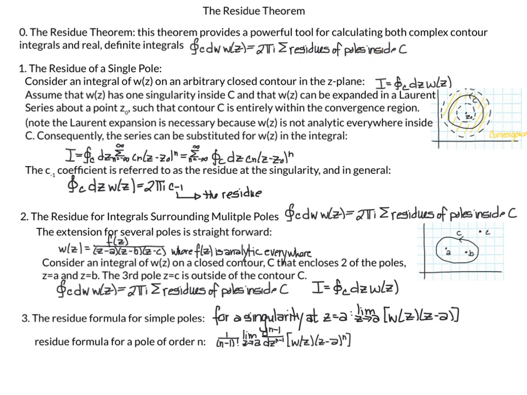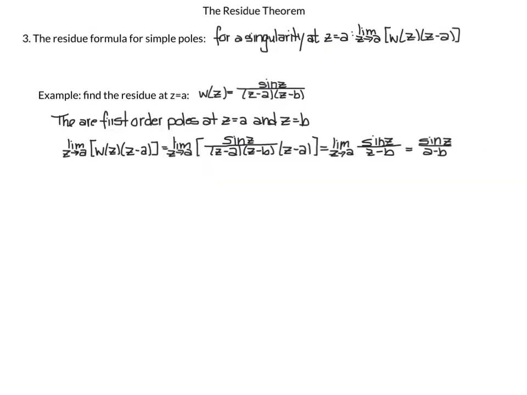There are certain functions where you can use the simplifying formula for getting the c to the minus 1 coefficient, and so it saves you the trouble of having to calculate the Laurent series expansion. So we'll look at the simplifying residue formula for simple poles and the simplifying residue formula for poles of order n.